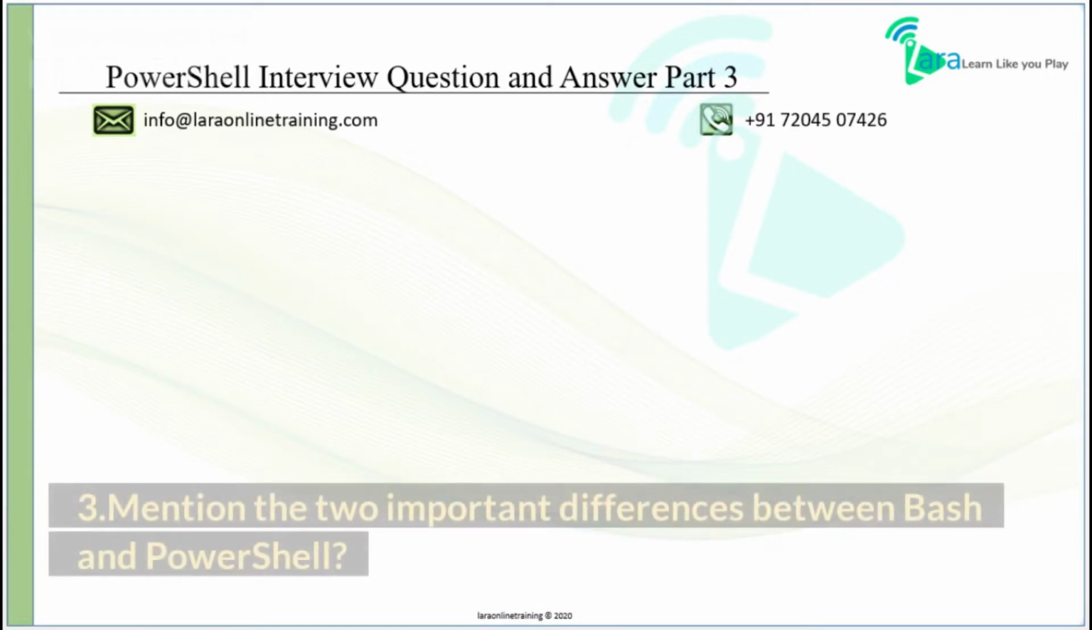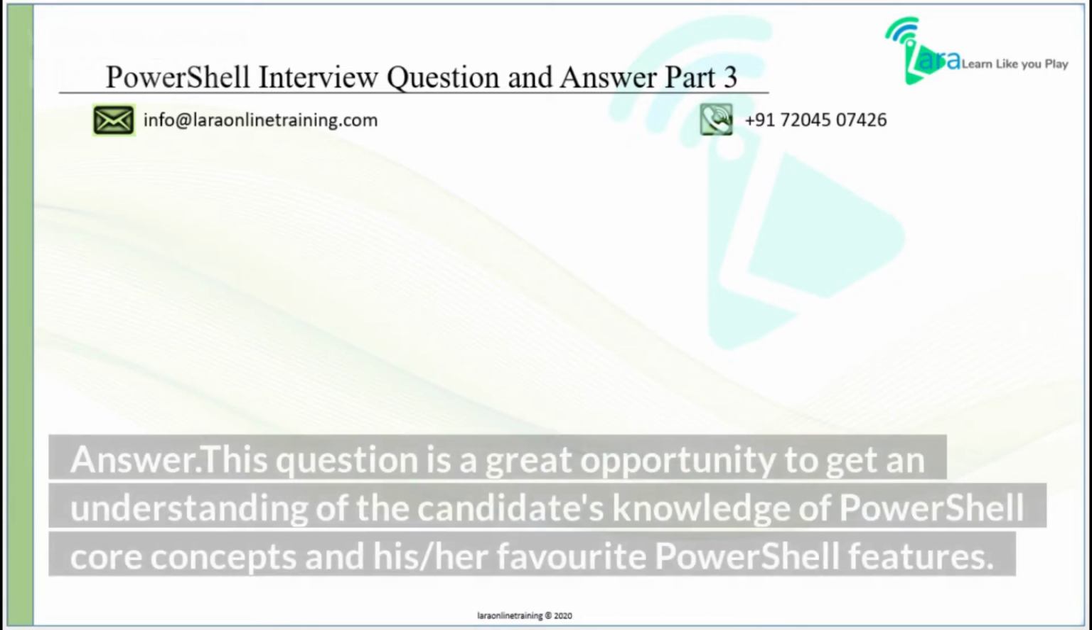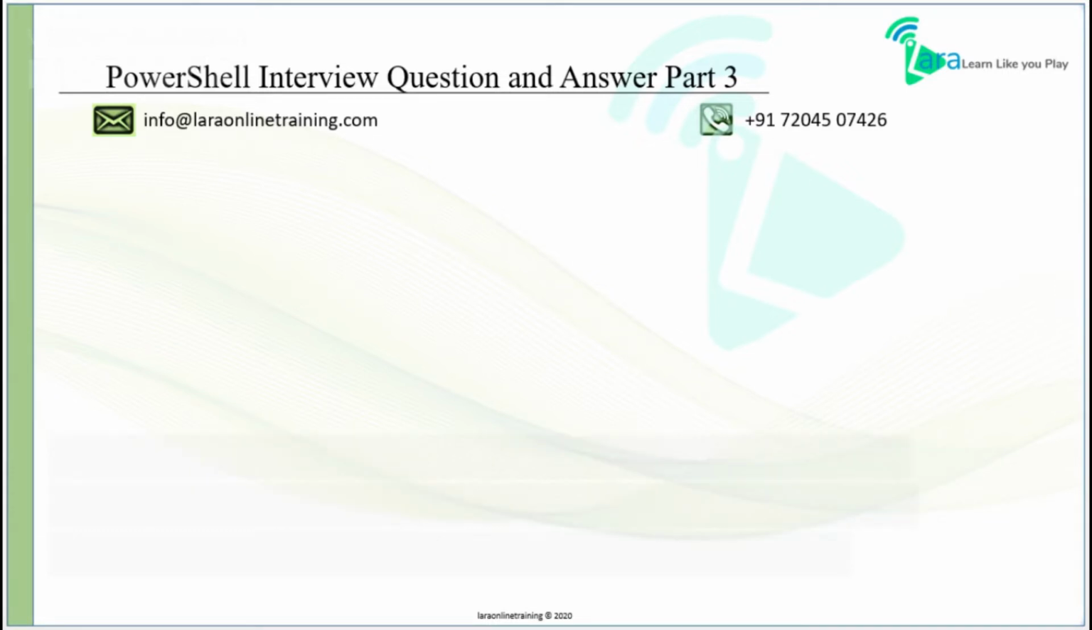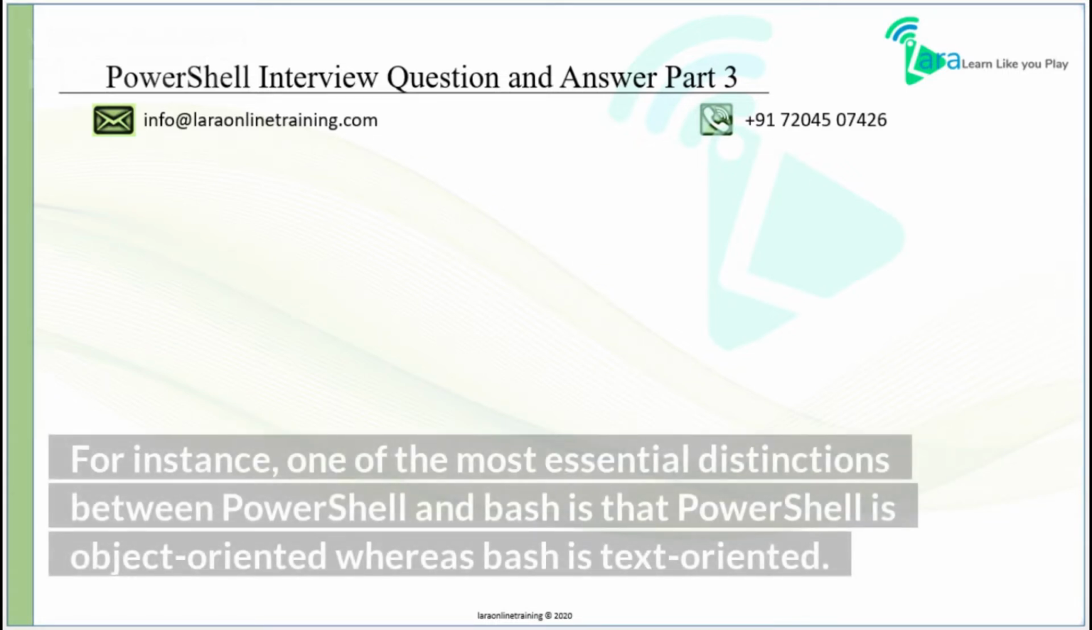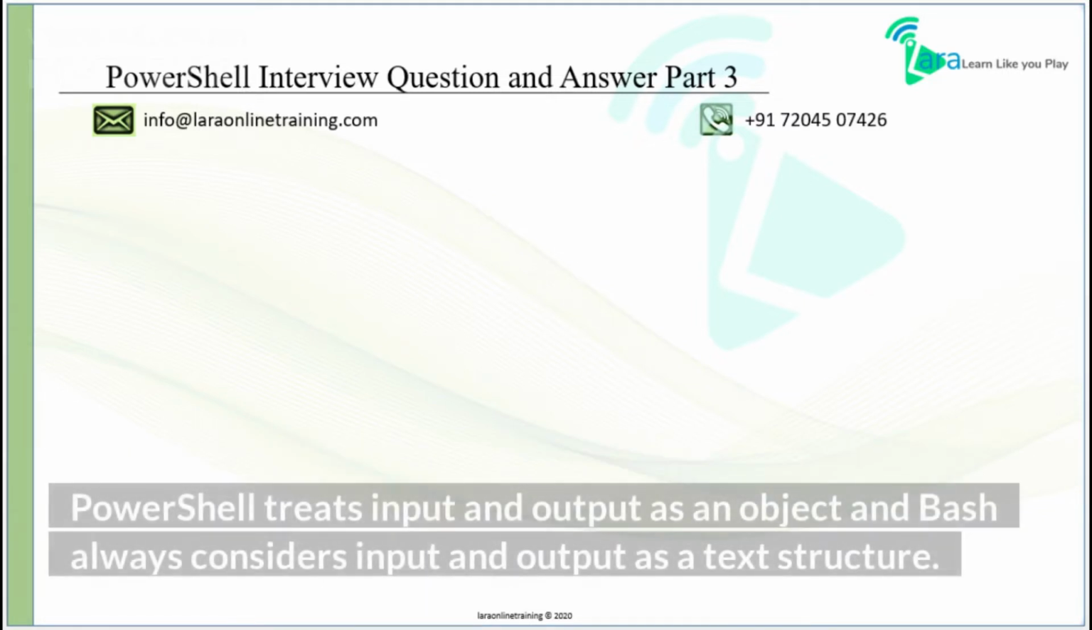3. Mention the two important differences between Bash and PowerShell. Answer. This question is a great opportunity to get an understanding of the candidate's knowledge of PowerShell core concepts and her favorite PowerShell features. For instance, one of the most essential distinctions between PowerShell and Bash is that PowerShell is object-oriented whereas Bash is text-oriented. PowerShell treats input and output as an object and Bash always considers input and output as a text structure.